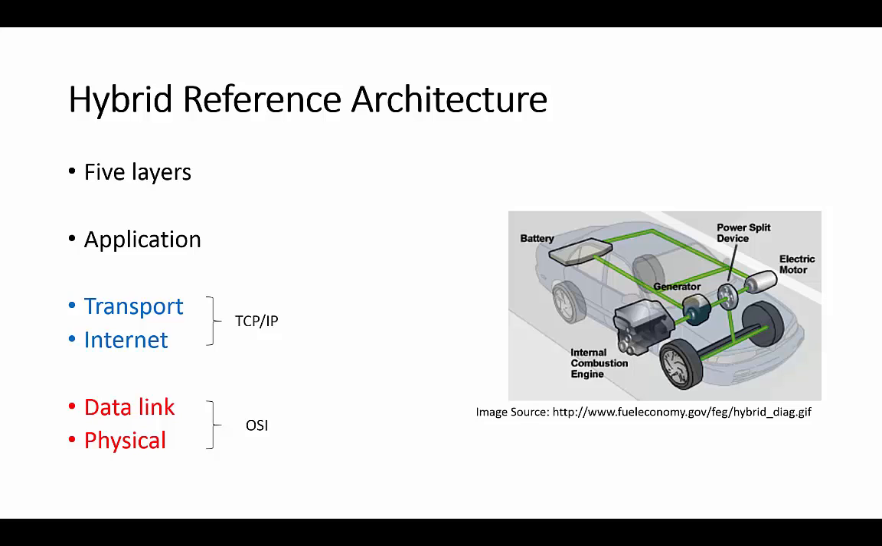Therefore, what ended up happening was the creation of a hybrid reference architecture, which has some elements of the TCP/IP reference architecture and also some elements of the OSI reference architecture. So the hybrid reference architecture still has 5 layers, just like the TCP/IP reference architecture, and it does have the application layer. However, in this case, the transport layer and the internet layer are coming from the TCP/IP reference architecture, while the data link and the physical layers are coming from the OSI reference architecture due to their popularity. The application layer is really dependent on the application developers when it comes to their protocols, so they are really not part of any of these reference architectures themselves.